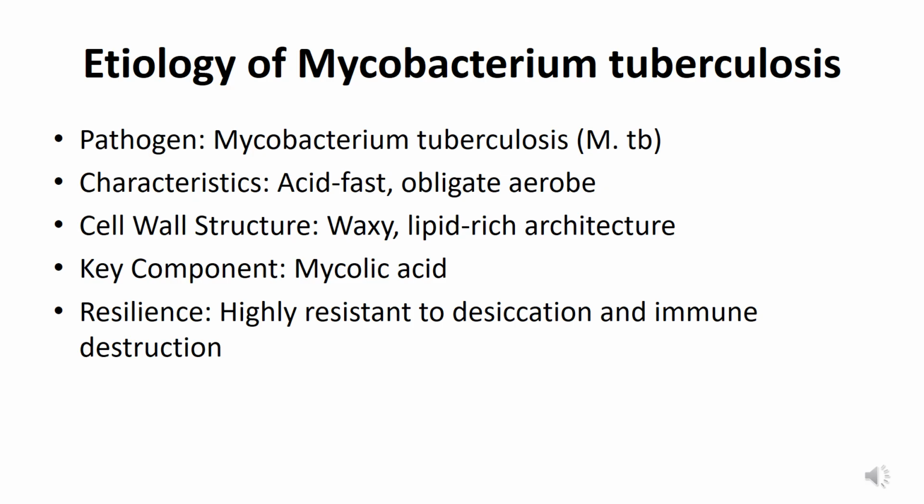If immune defenses weaken, these dormant organisms may reactivate and cause active disease. This capacity for persistence, survival, and immune evasion is central to the pathogenesis of tuberculosis. In summary, Mycobacterium tuberculosis is an acid-fast, obligate aerobic bacterium with a waxy, lipid-rich cell wall.